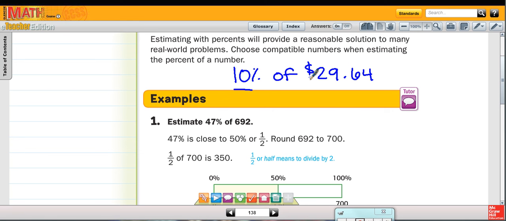So if I want to find 10% of this, how far am I going to move that decimal in our base 10 system? Christina? Say it again. If I move it twice, how far is that? What do we find when we move it twice?